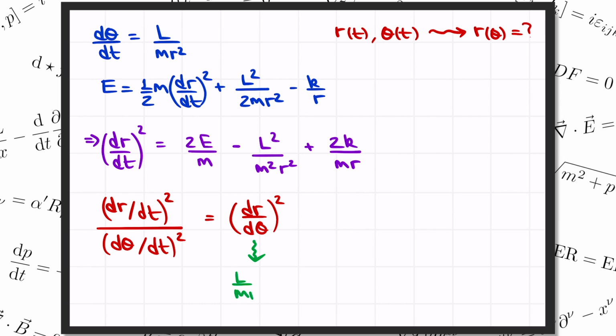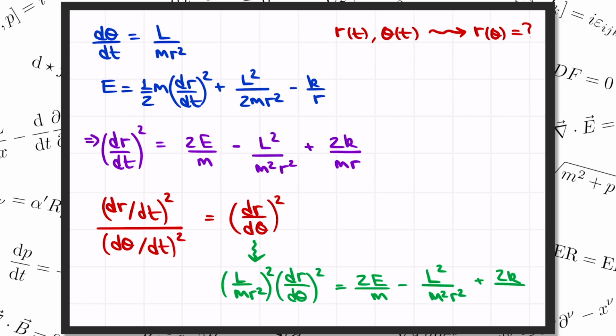We've got L over mr squared, all that's squared, times dr by d theta squared equals 2E over m minus L squared over m squared r squared plus 2k over mr. Now that's looking a lot better. It's a differential equation for r of theta, and in the home stretch here, we just need to solve it to figure out the path that's traced out by the planet.